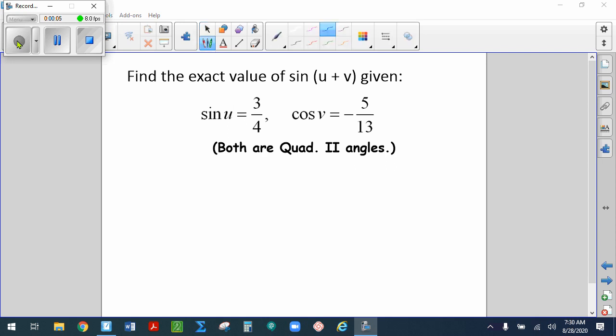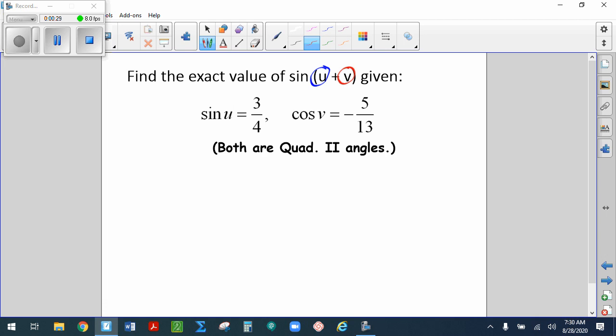Find the exact value of sine u plus v, or alpha plus beta, given the sine of u is equal to 3/4, given the cosine of v is equal to negative 5/13, and they're both quadrant 2 angles. So something to keep in mind, u and v are just angles, like theta. We're adding two angles together. They're both quadrant 2 angles. We're adding those together. And we don't know the actual angle.